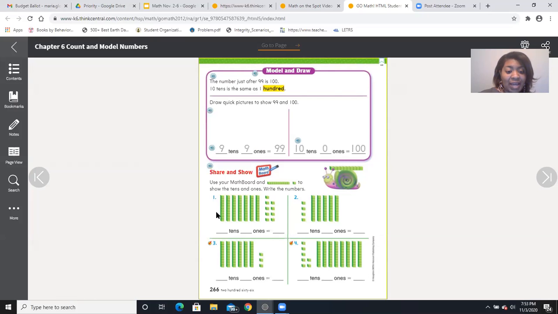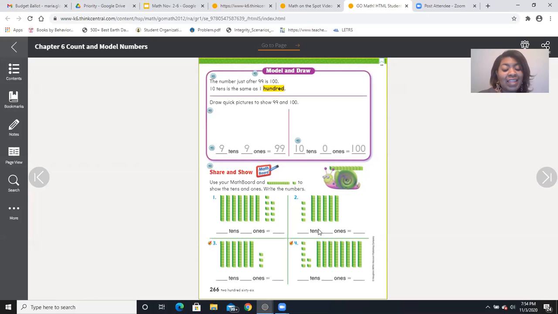Let's go back and count by tens. 10, 20, 30, 40, 50, 60, 70. Now count on by 1. 71, 72, 73, 74, 75, 76, 77, 78, 79. You can just simply look at 7 tens and 9 ones, 79.